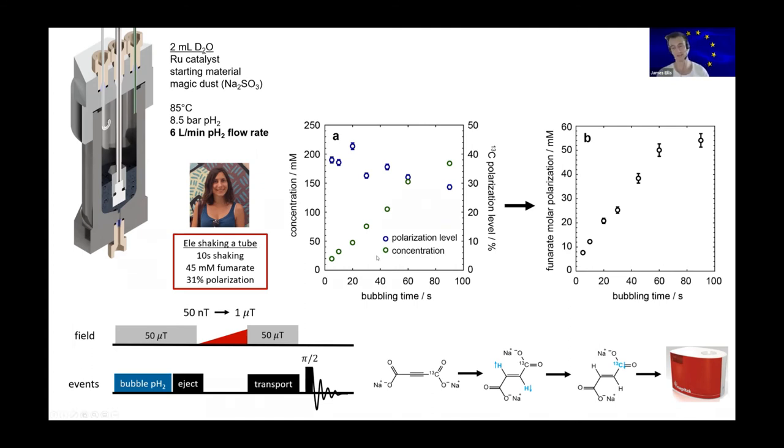Although I think where we can really win here is we're working at like 8.5 bar. As soon as some safety inspections have been done, we should be able to then just jump up to something like 50 bar of parahydrogen in this reactor. Then I think we can really start to win, and especially for long bubbling durations.